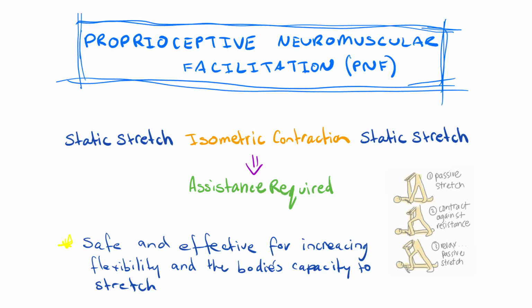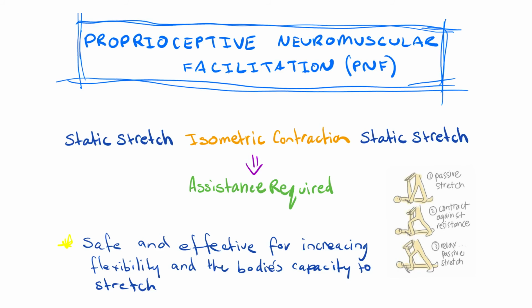The final type of stretching is proprioceptive neuromuscular facilitation, PNF stretching. Now, PNF stretching is a 3-stage process, and it starts by doing a static stretch, followed by an isometric contraction, and then followed again by the static stretch. Remember, an isometric contraction is where force is applied and there's no lengthening or shortening of the muscle. So we really need to make sure that the isometric contraction occurs with assistance so that there's no injury, or so that the contraction is controlled.